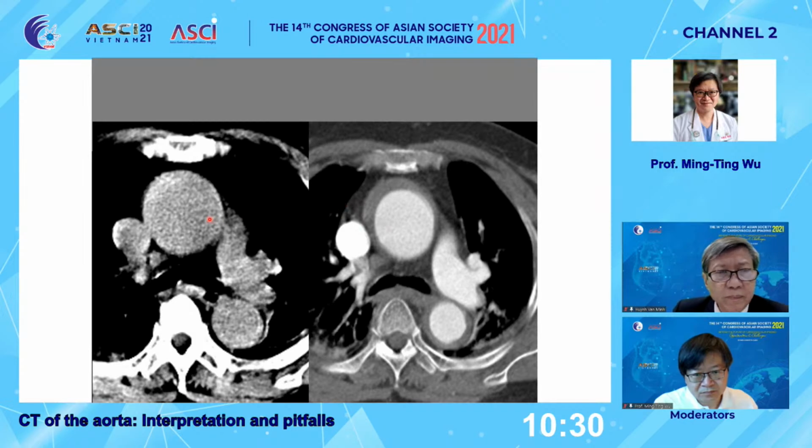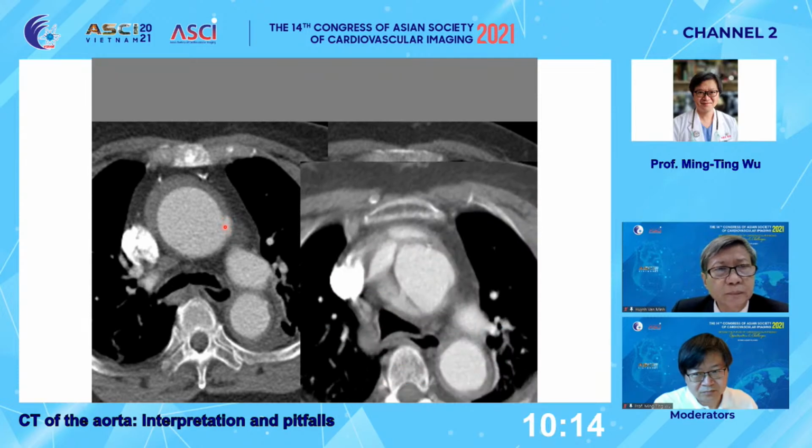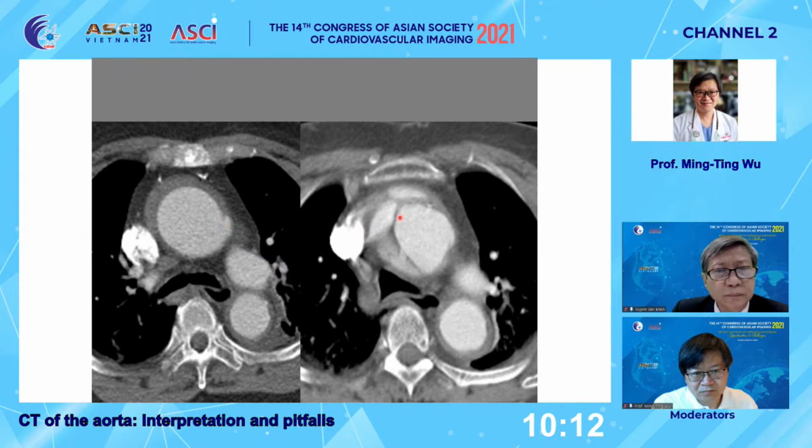Supporting case is this one. Non-contrast CT scan and the post-contrast, we can find thickened artery wall, this is type A IMH. Follow-up showed there is a new ulcer-like projection here, and eventually it leads to a false lumen. So this is IMH, new ulcer-like projection, false lumen pathway.